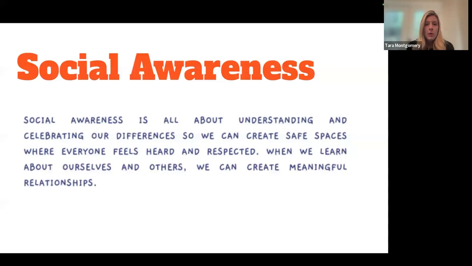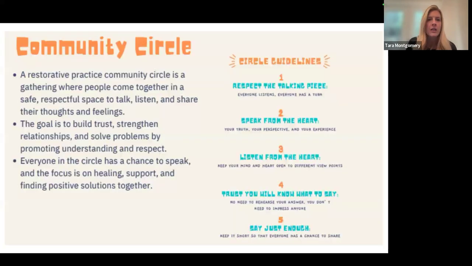Next, we have social awareness. Social awareness is all about understanding and celebrating our differences so we can create safe spaces where everyone feels heard and respected. When we learn about ourselves and others, we can create meaningful relationships. So we want our students to be socially aware that we do have differences. We are different from some of our peers, but that's okay. We can still feel heard. We can still be respectful, even though we have different views on things.